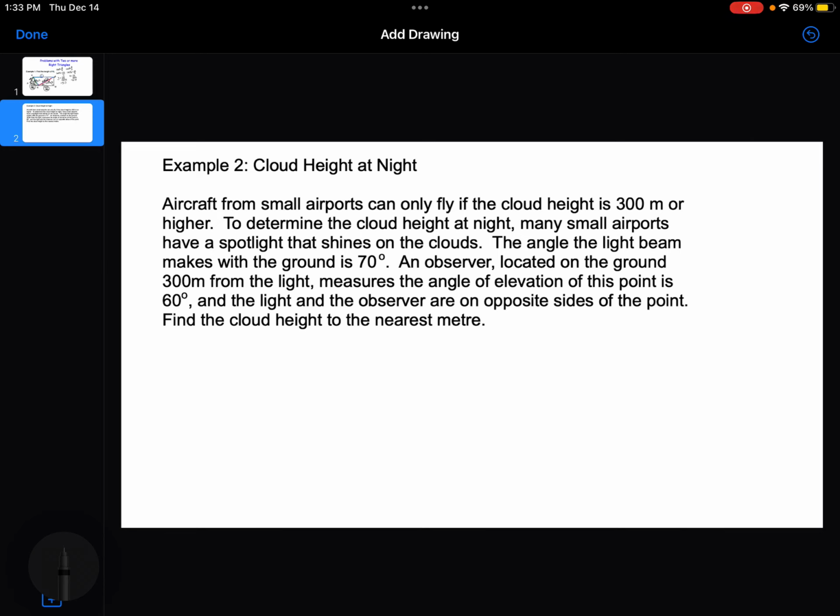So we've got an aircraft from small airports can only fly if the cloud height is 300 meters high or more. To determine the cloud height, small airports shine spotlights at the clouds. So we've got an angle of 70 degrees.